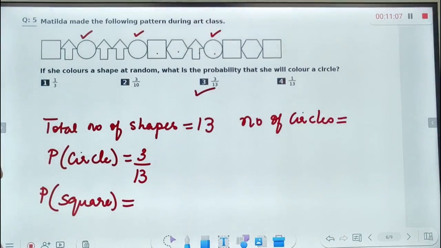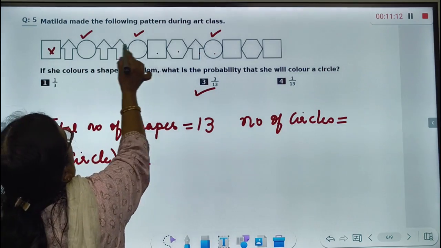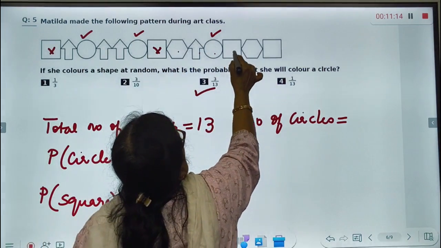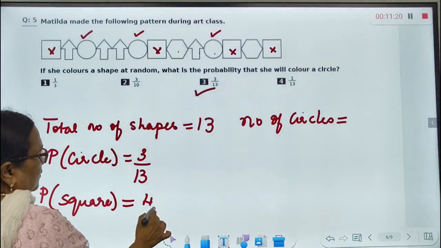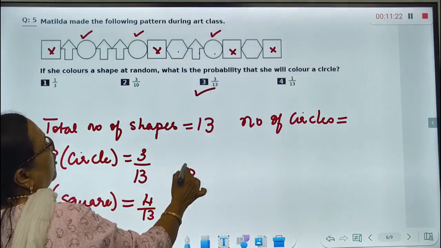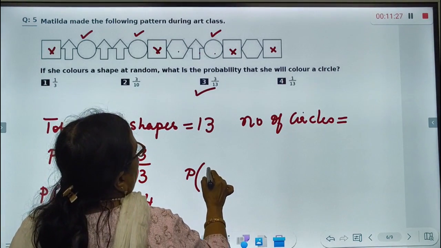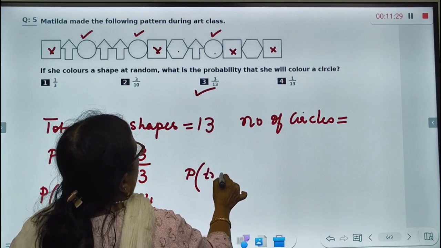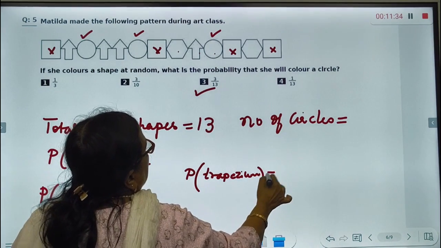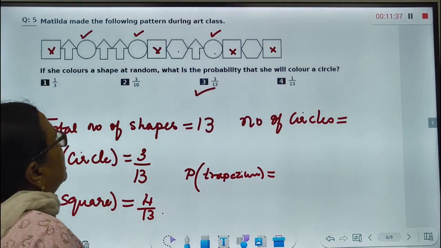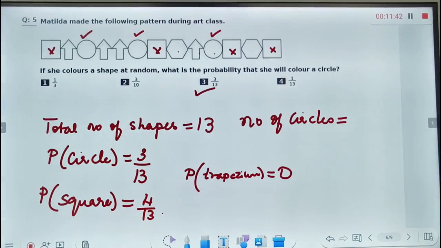What is the probability of getting a square? Count how many squares are there. 1, 2, 3, 4. So it will be 4 by 13. What is the probability of getting, say, a trapezium? Is there any trapezium in this? No. 0. Are you able to follow?